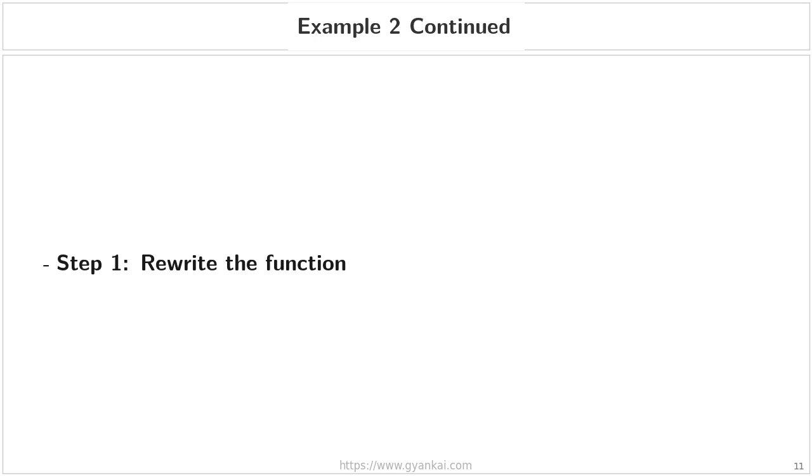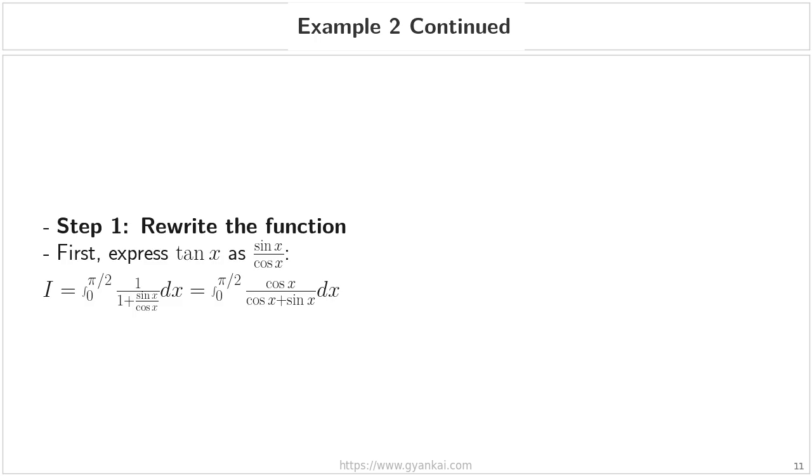Okay, let's move on to slide 11. As you recall from the previous slides, we're working on evaluating the integral, I, which is the integral from 0 to pi over 2 of 1 divided by 1 plus tangent of x with respect to x. Now, the first step in tackling this integral is to rewrite the function inside the integral. Currently, we have a tangent function in the denominator, and it often makes things easier to work with if we express tangent in terms of sine and cosine. So, we know that tangent of x is equal to sine of x divided by cosine of x. Therefore, we can substitute that into our integral.